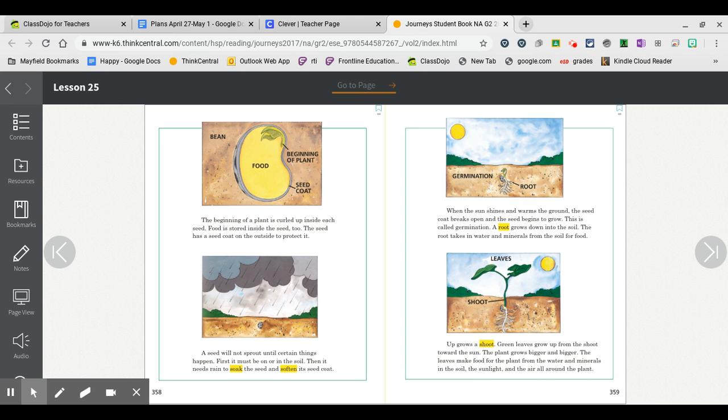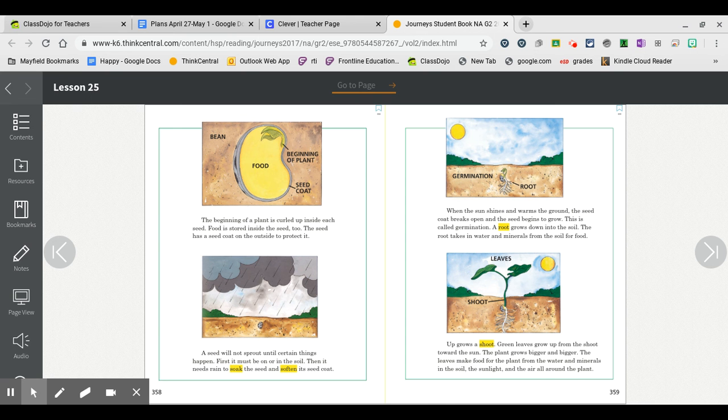The diagram on page 358 has the title Bean and labels that say food, beginning of plant, and seed coat. In my chart under text and graphic features, I can write diagram with label. I can write the page number under page as 358. And then I think about the purpose of this diagram. I decide that the purpose is to show me the parts of a seed and the food a seed uses before it sprouts. So that is what I can write in my last column.